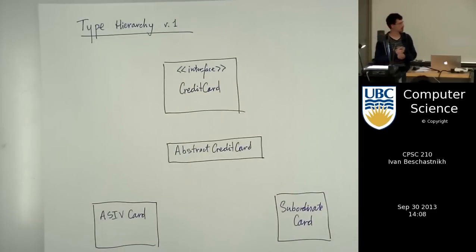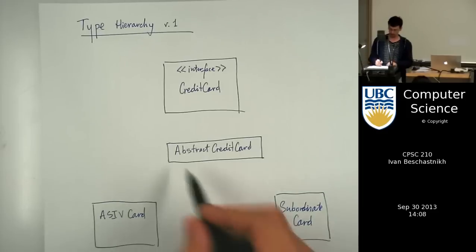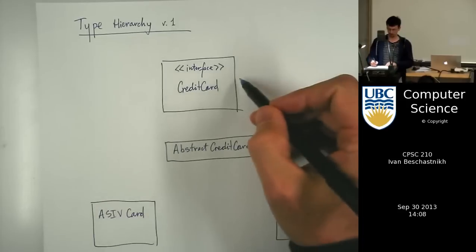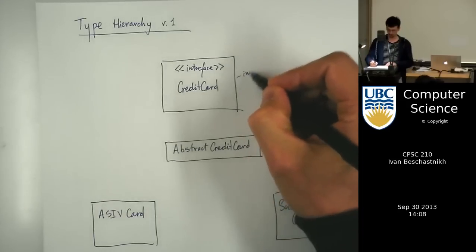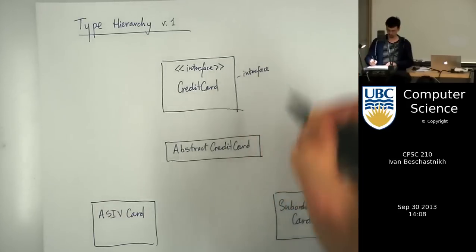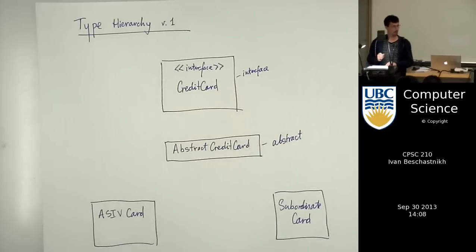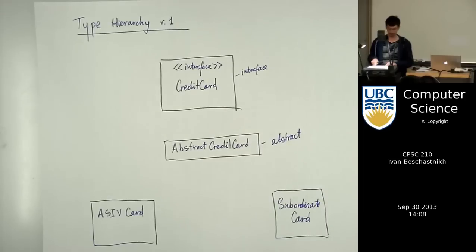This is kind of just a review, right? Here are the 4 objects in our system, the 4 classes. And the abstract credit card is going to be an abstract class. Credit card is an interface. This guy is abstract. And these are just standard classes.